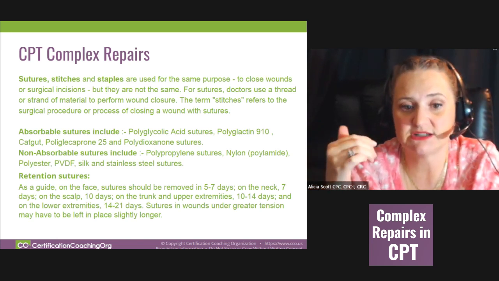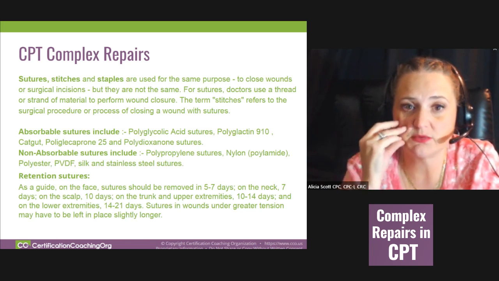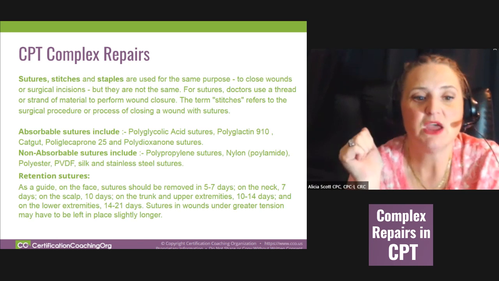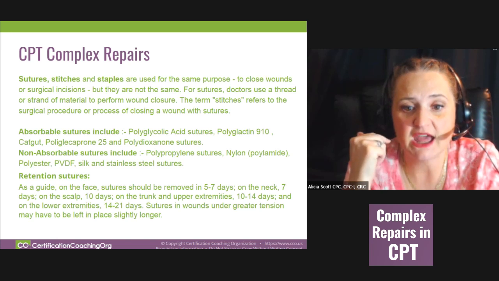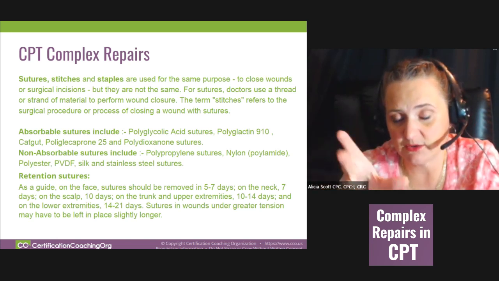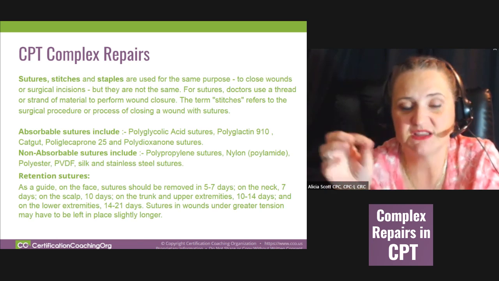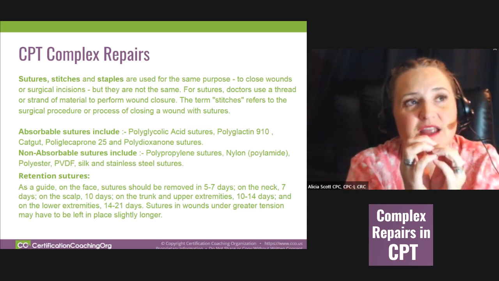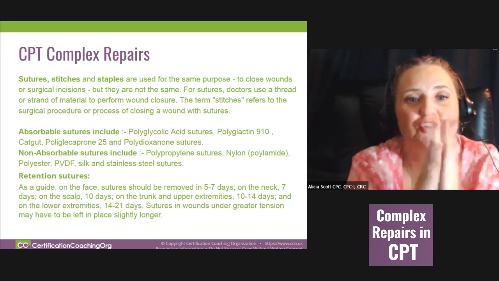Stainless steel sutures, a lot of times you'll see those being used where they're pulling things together, like facial work and pulling bones together. Retention sutures, they'll use those sometimes on the face, and every 5 to 7 days they'll take those out. A lot of times they'll leave the non-absorbable in for 14 days. These are retention sutures to help hold the turgor of the skin.